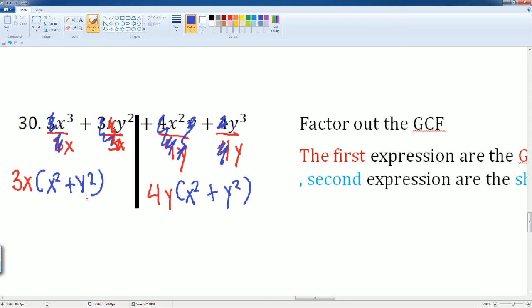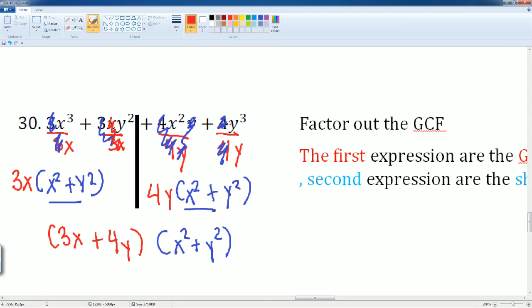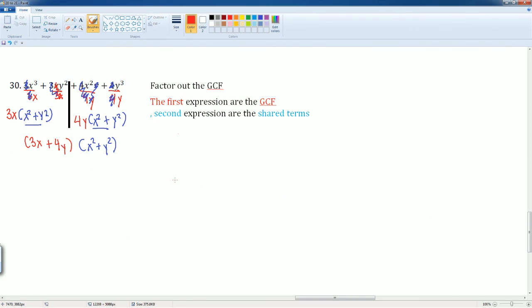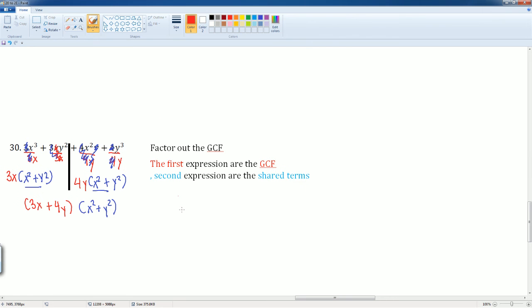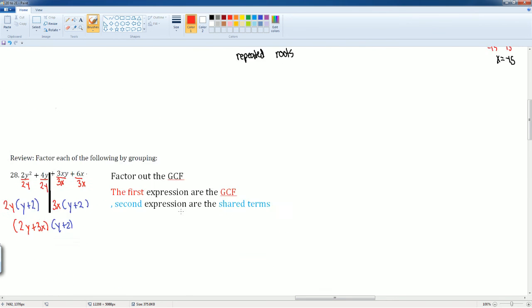Perfect. Do you see how the shared terms are the same? The second expression is the shared term, which is x squared plus y squared. Your first terms are your GCFs, which is 3x plus 4y. Even though this looks complicated, the process is still the same. Do not be afraid of it. Just work it out as normal. Okay? There you go. That is how you factor by grouping.